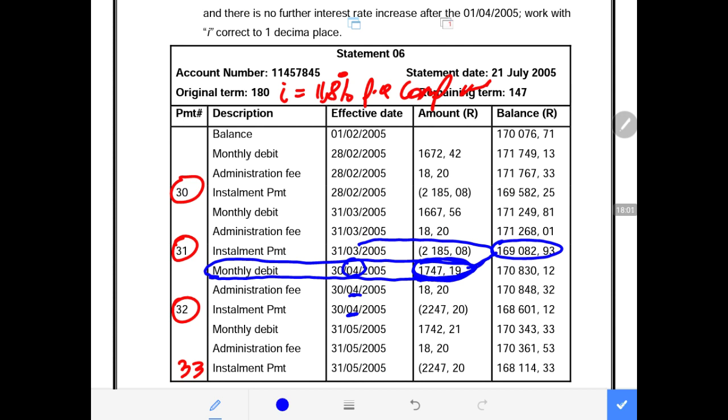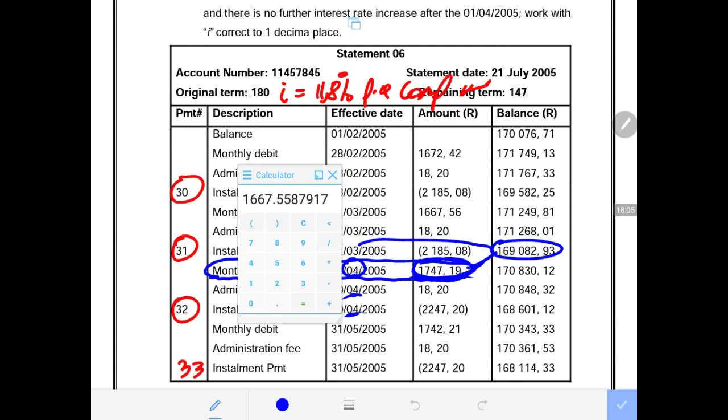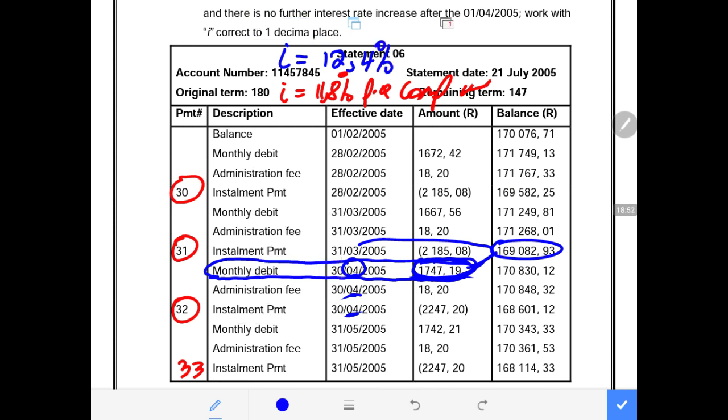in which our interest amount will be calculated. So now let us calculate the interest rate for the fourth month. We know the amount of the interest is 1747.19. Then you say 1747.19 divided by 169,082.93. Then we get 0., which is interest per month. We multiply it by 12. We get interest for the full year, but we need to multiply by 100 in order for us to get the interest rate in a full number, which is 12.4%. We're instructed to round off our interest to one decimal. Please forget not that. So now we are very clear that our interest in the month of April has increased.